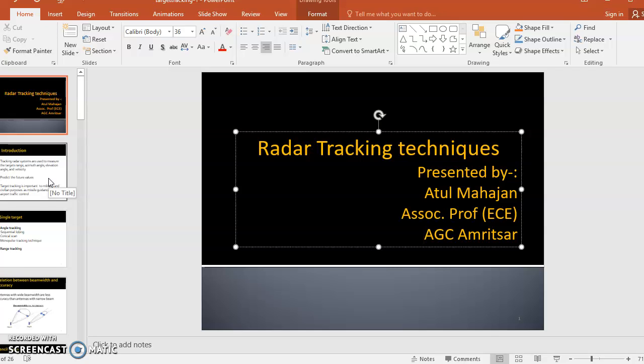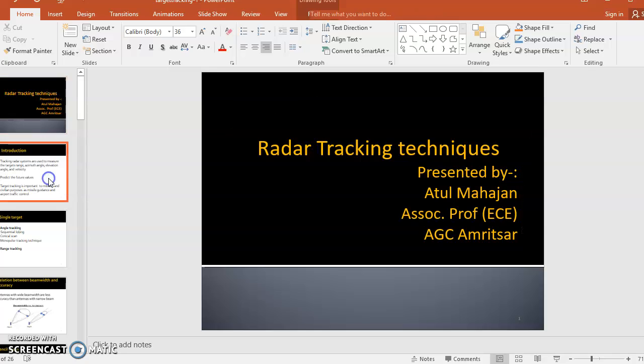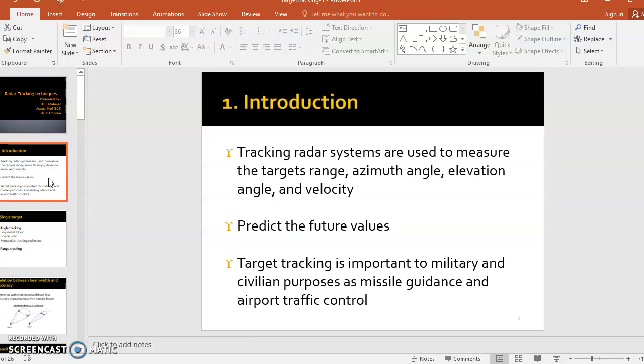Before tracking, we need to know about the scanning techniques that we discussed in our previous lecture, the various scanning techniques where we scan the area over which we are going to track our target. So let's start the introduction of tracking systems and tracking radar systems.